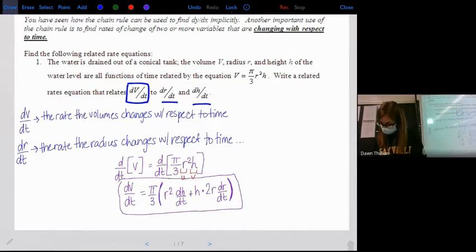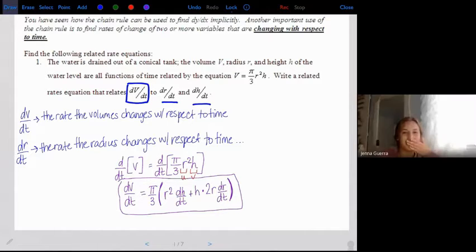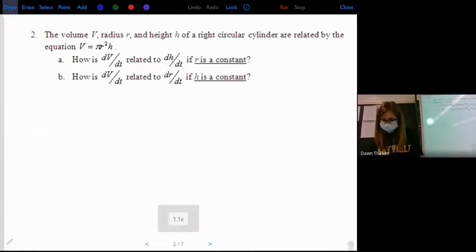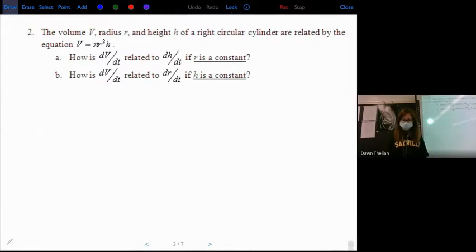All right, let's take a look at the question. Oh, sorry. Sometimes they might ask you to manipulate the related rates equation. So here's another one. Volume V, radius r, and height h of a right circular cylinder are related by this equation. Volume equals pi r squared h.